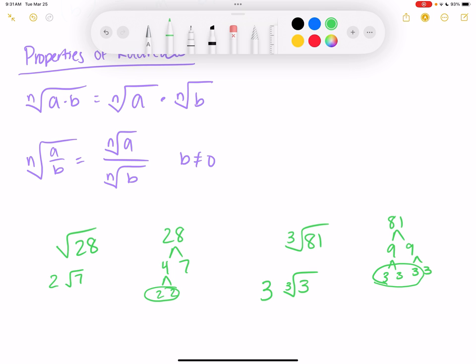Okay, if it's a fourth root, we take things out in groups of 4, fifth root, groups of 5. We don't really get roots much bigger than that typically, but we would take things out in groups of whatever the number that our radical is.